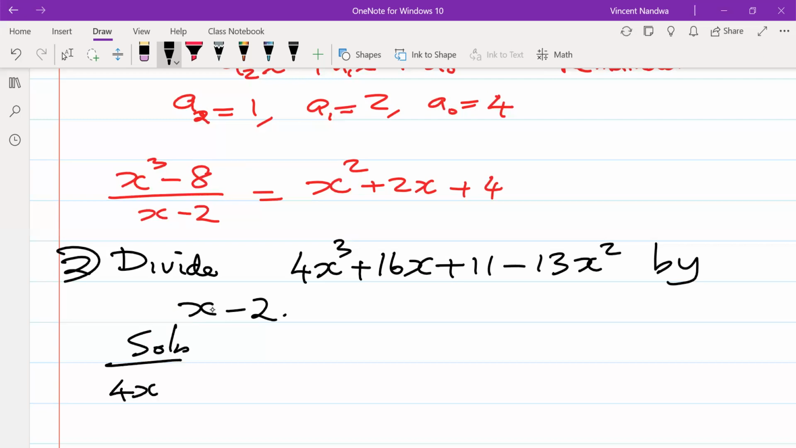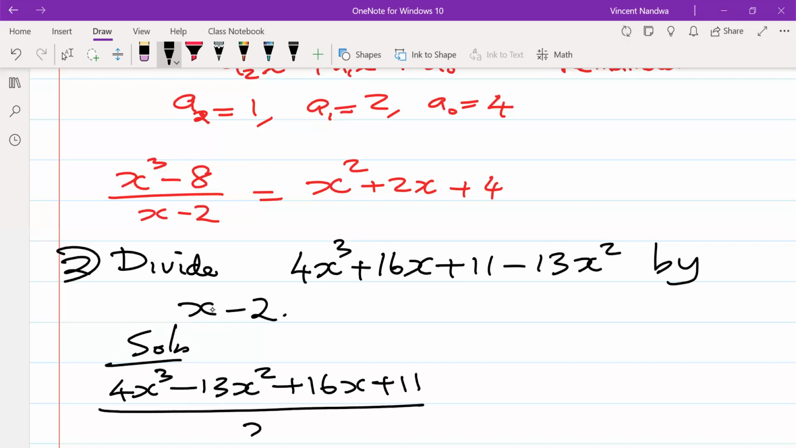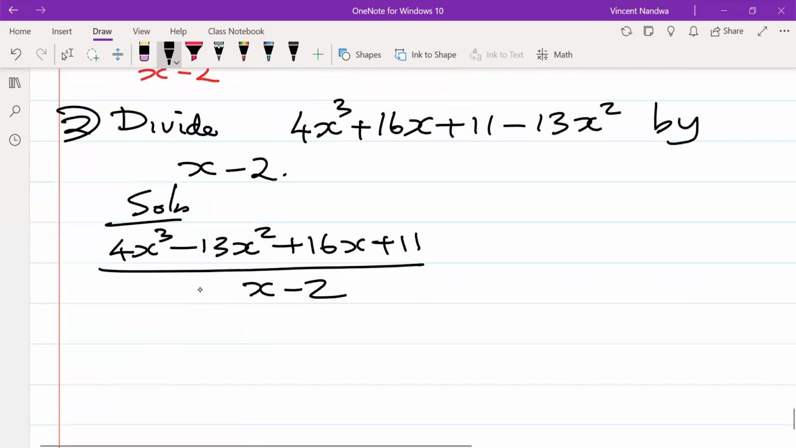4x cubed minus 13x squared plus 16x plus 11. And then you divide this one by x minus 2. So what is the degree of the polynomial in the numerator? 3. So what are the coefficients?